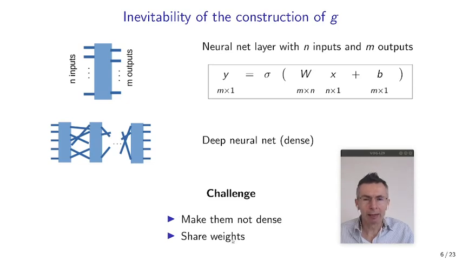And then the other way we have of reducing the computational complexity in such a deep neural net is to share weights, this W matrix and the bias as well. So we share weights and biases across different parts of the neural net. That will make the neural net smaller and the computation more efficient. So how do we do that? How do we address this challenge?